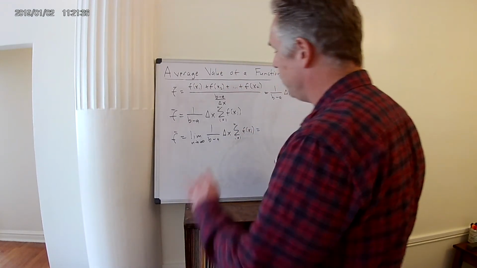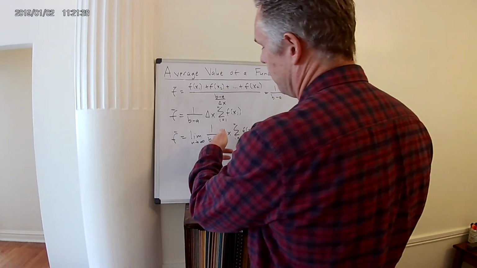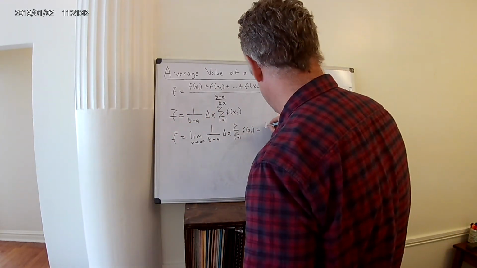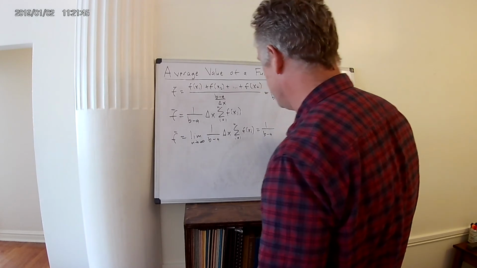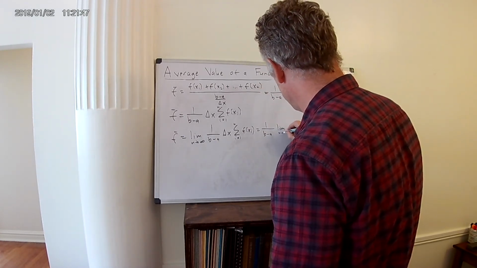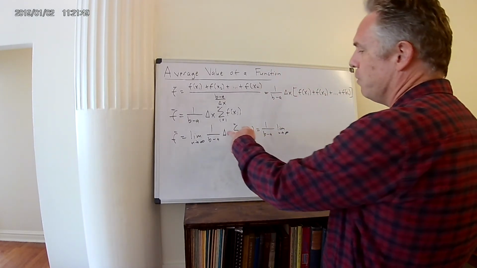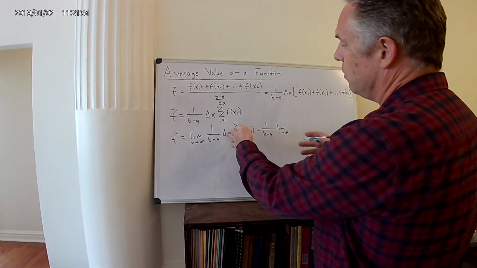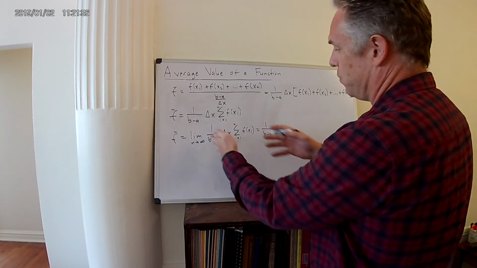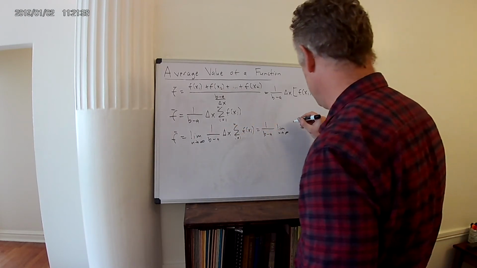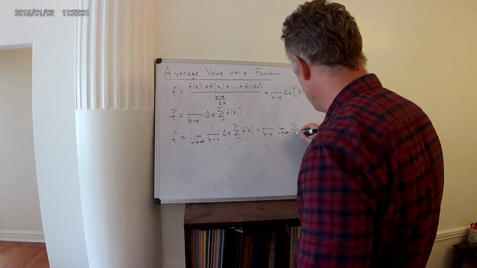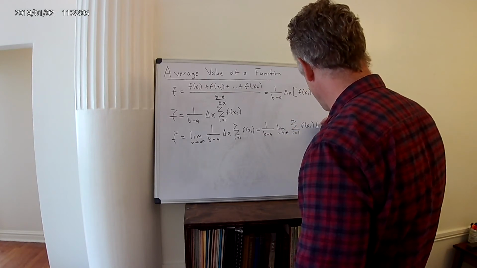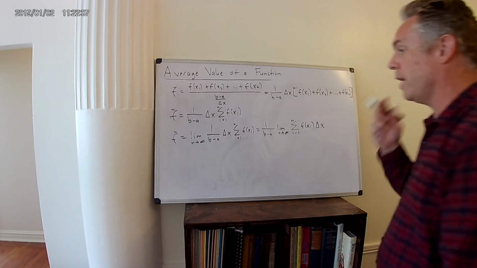Now I can do a couple of things. I can bring this 1 over b minus a outside of the limit sign because there's no n dependence there. So I get 1 over b minus a times the limit as n approaches infinity. And I'm going to move the delta x inside the summation sign, which I can do because there's no i dependence on delta x. I can move it inside or outside of the summation. So I'm going to write the sum like this: i equals 1 to n of f of x sub i times delta x. This is what I get.